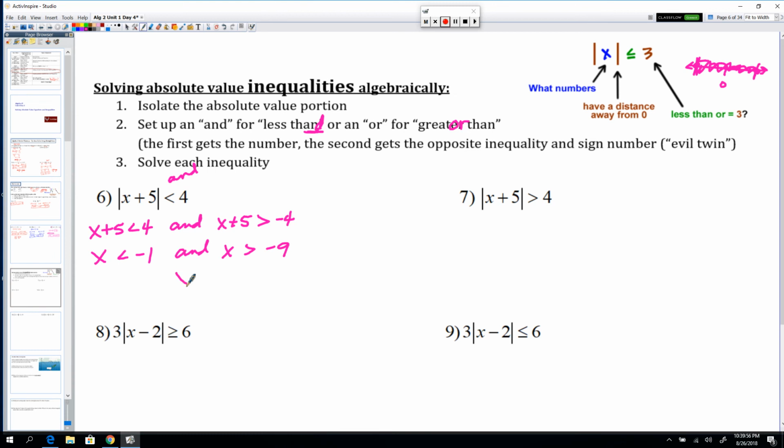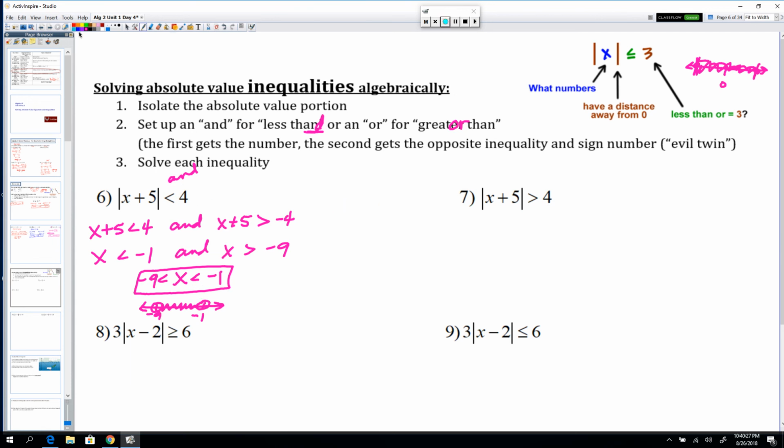Proper notation for this is like this. These are sandwiches. Remember, ands are sandwiches. So x is less than negative 1 and greater than negative 9. And a number line would look like this. Negative 9 here, negative 1 here, open circle, open circle. Everything in between is a solution. So this is our algebraic, and this is our graphical depiction. That's a less than and.